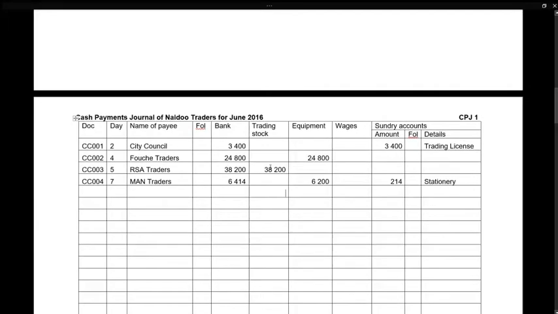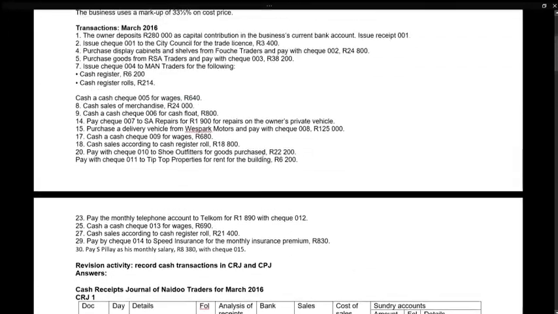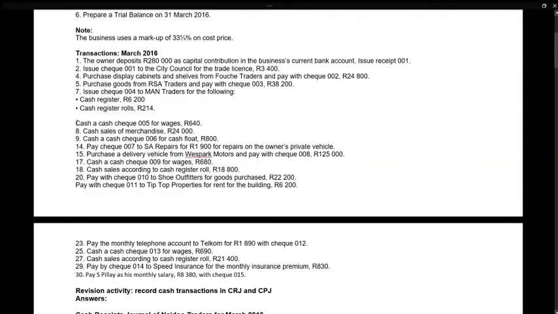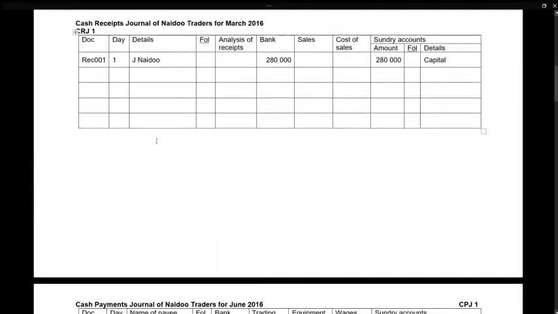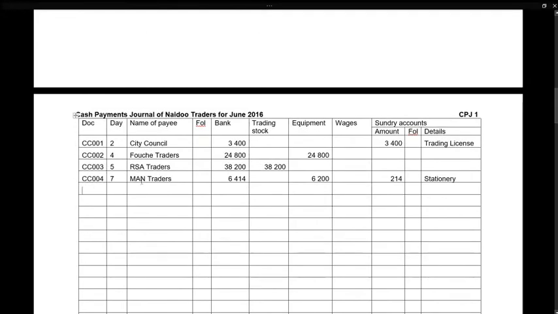Right, next transaction. The next transaction also took place on the 7th, still on the same day. Cash check 005 for wages, 640 Rand. So a new check, but still the same day. Check counterfoil 005 took place on the 7th, so I'm not going to write the day again. They did not give us a name of who we are paying, therefore it's just cash. The amount that we were paying was 640 Rand, reason being wages.